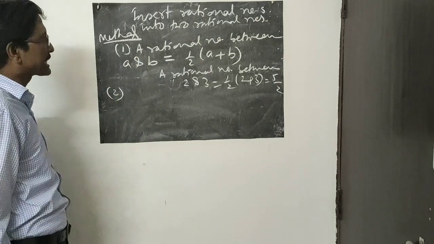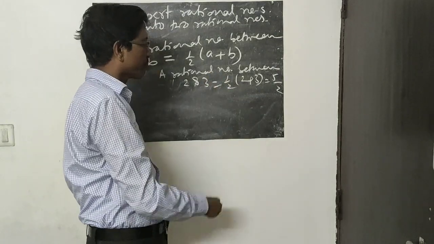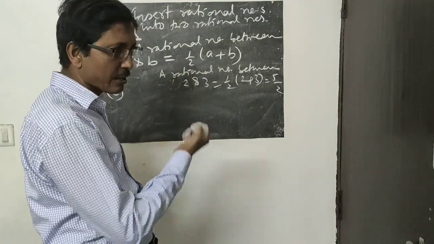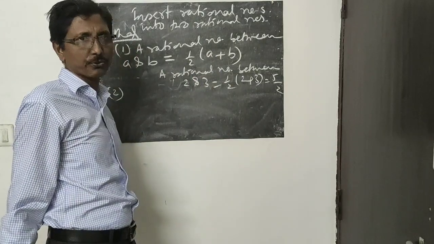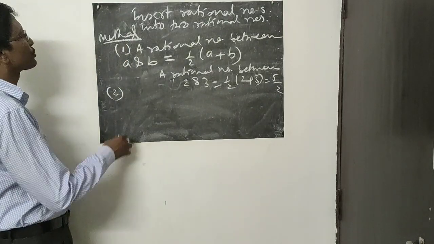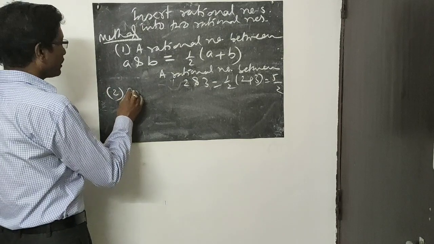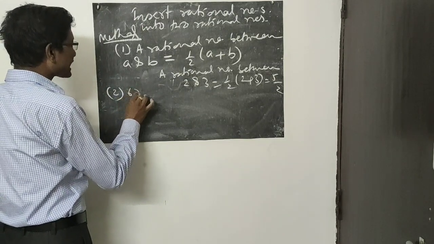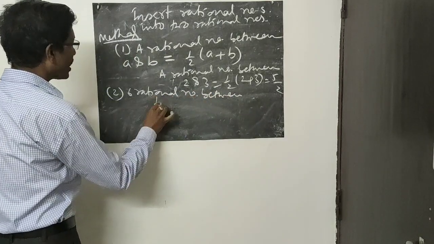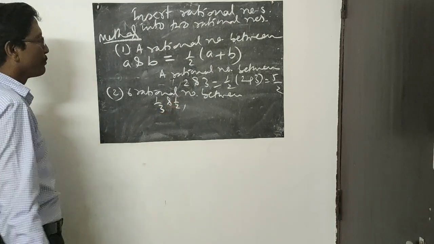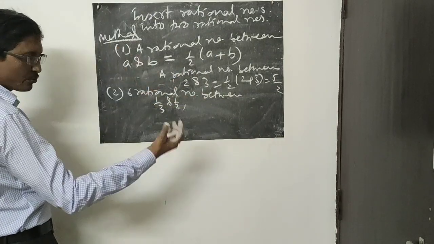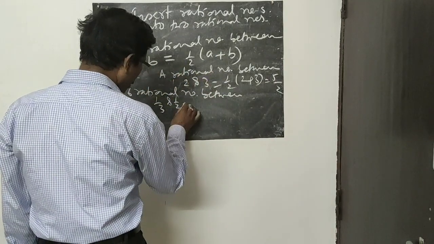Method 2. Here you can find them one by one, but suppose you have to find 5 or 6 rational numbers between them. It will be difficult to do one by one, 6 times; it becomes lengthier and takes a long time. That's why there is another method, method 2. Suppose you want 6 rational numbers between 1 by 3 and 1 by 2. In the first method, half into 1 by 3 plus 1 by 2, and again between them, it will go on, but that will take a long time.